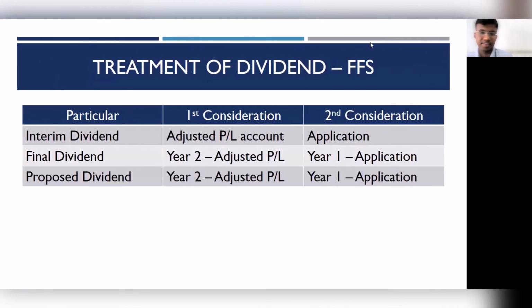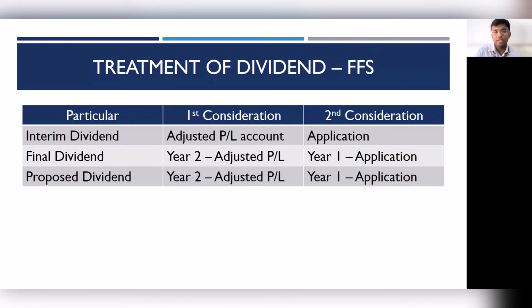Now we will be discussing how we go about the treatment of dividend in the fund flow statement. Payment of dividend information can be given to you either as additional information, or directly in the balance sheet mentioned in the question itself. Usually, payment of interim dividend is given as additional information. Final dividend and proposed dividend are usually given as items in the balance sheet.